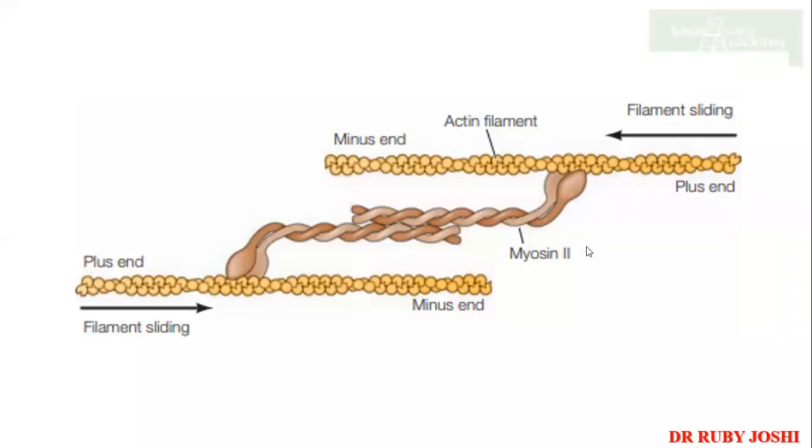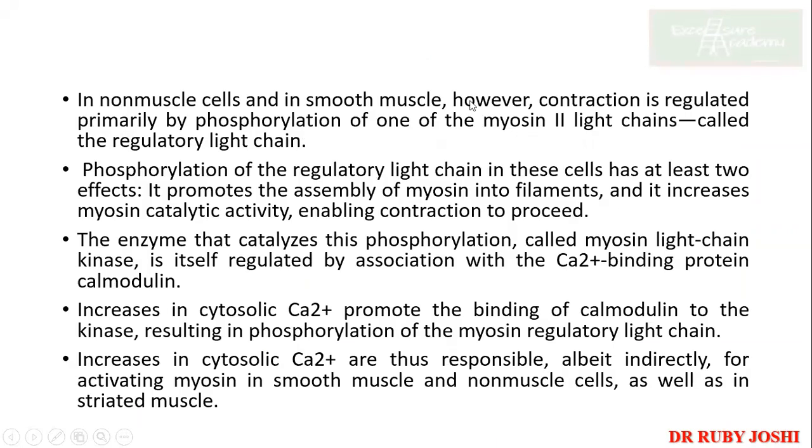So these light chains are getting phosphorylated. Now, getting phosphorylated means what? It is getting regulated. Phosphorylation of the regulatory light chain in these cells has at least two functions. First, it promotes the assembly of myosin into filaments, and it increases the myosin catalytic activity, enabling contraction to proceed.